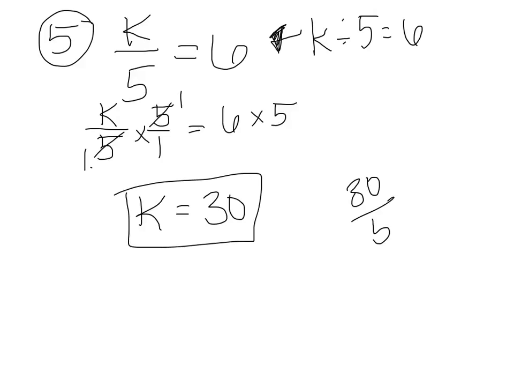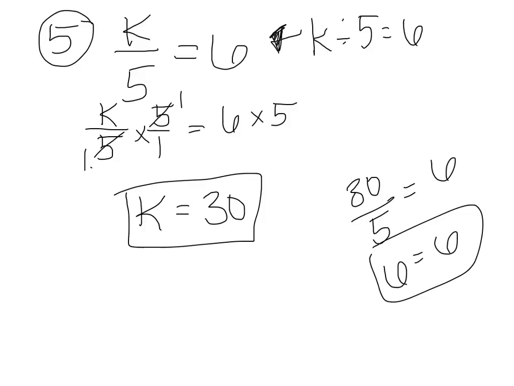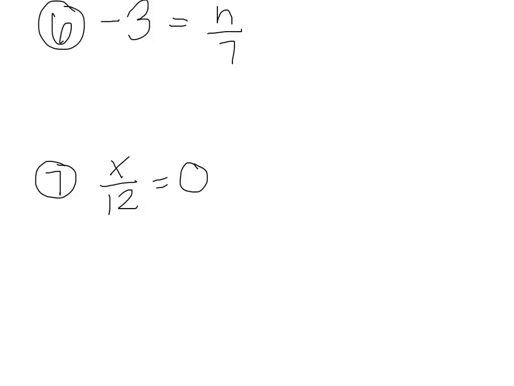Let's check it. 30 divided by 5 equals 6. I know that 30 divided by 5 does equal 6. So our answer does check out. Okay, now let's try another one.